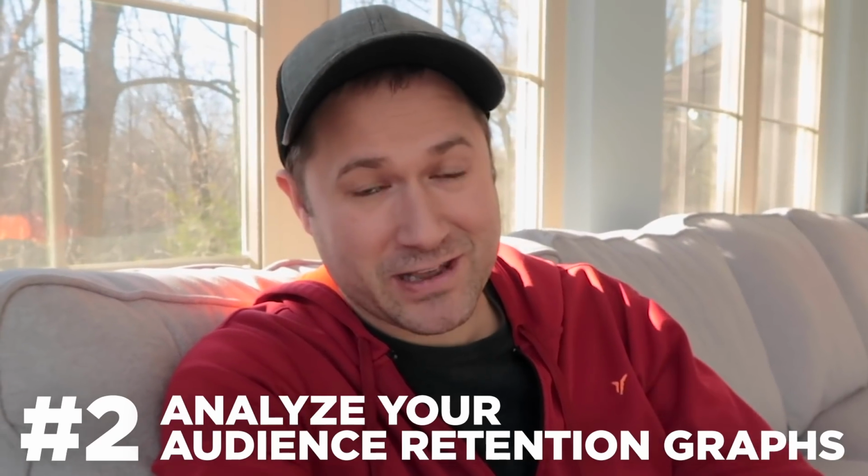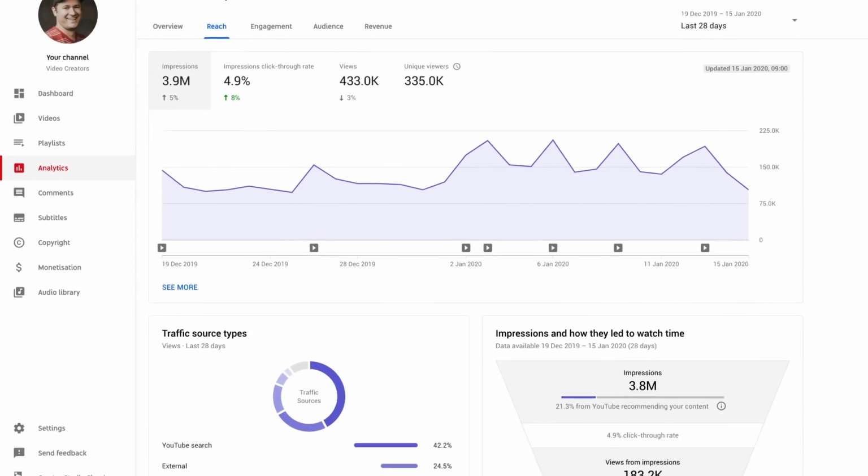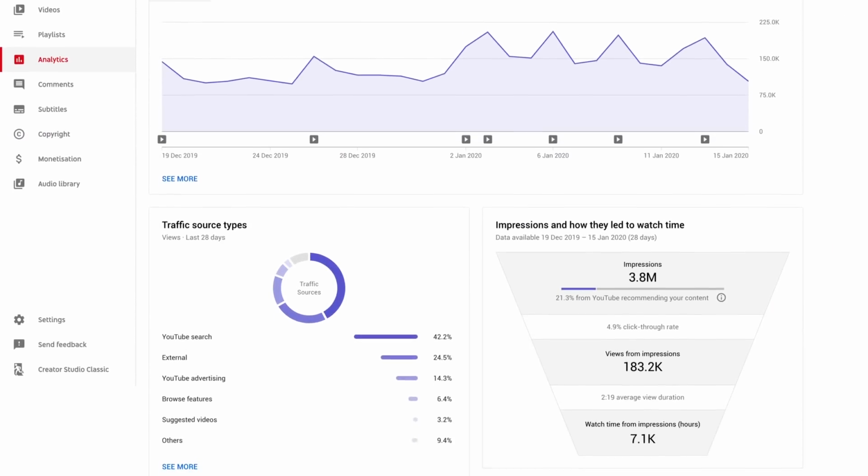Number 2 is analyze the audience retention graphs on your video. If you've been a creator for any period of time, you've likely heard people talk about this. And then when I ask creators if they're actually doing it, most of them say no, and it makes sense. It's the boring, non-sexy part of YouTube that no one really likes to get into. But there is such valuable information in your audience retention graphs.